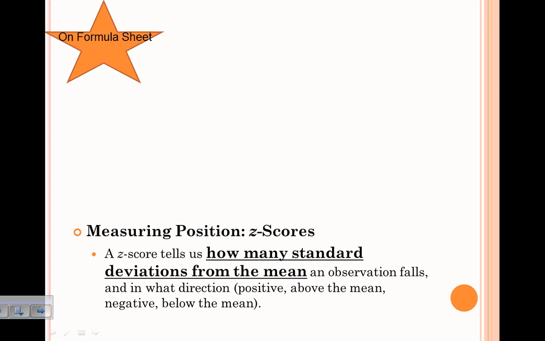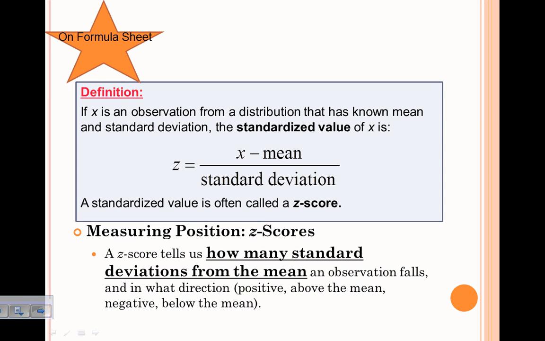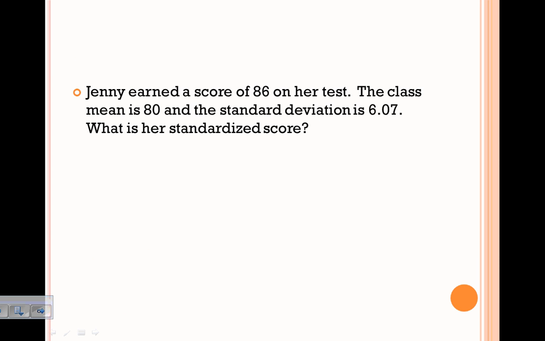On your formula sheet, you can find your z-score. Your z-score is the statistic minus the mean divided by the standard deviation. So z-scores tell you how many standard deviations away from the mean a value is. If it's a positive z-score, it's above the mean. If it's a negative z-score, it's below the mean.